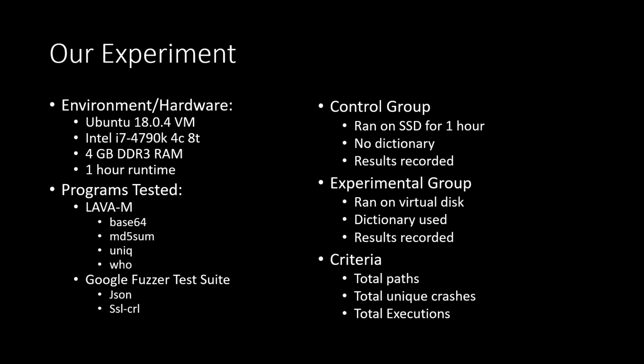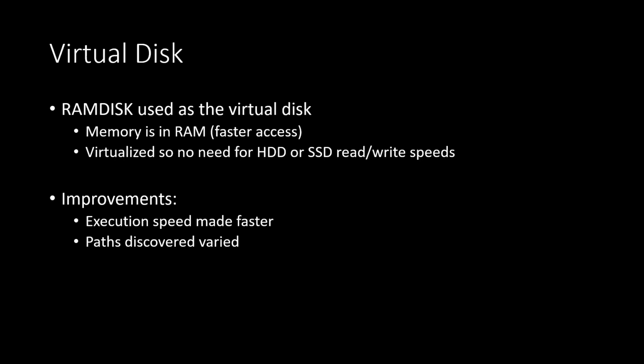And so the criteria at the end of the day for this to be a failed or successful experiment, we basically said: do we increase the total paths discovered? Do we increase the number of crashes that we find? And lastly, do we increase the number of executions that we do throughout the entire fuzzing process? So those are our metrics. And now I'll discuss how we managed to do those things.